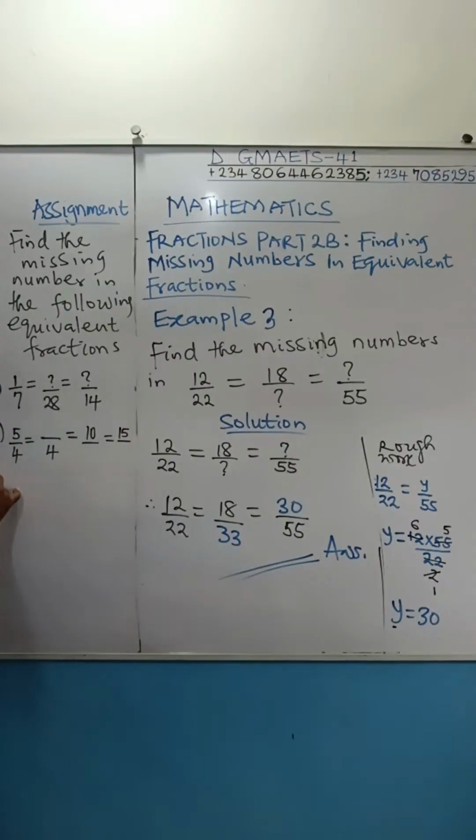So you do this, then number 3. 15 over 9 equal to, let's say, x over 12 equal to, okay, 15 over this equal to x over 12 equal to 30 over y. Good. Find the missing numbers here.